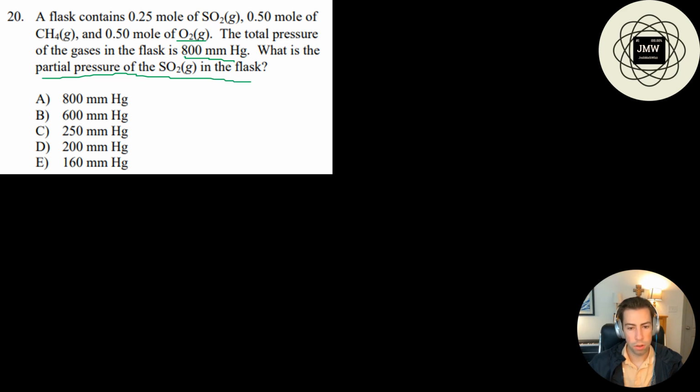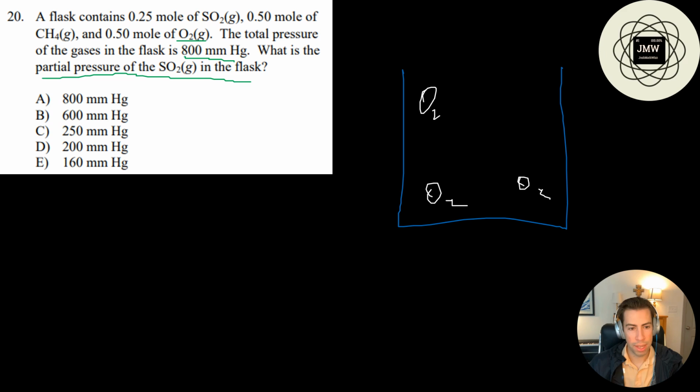Okay, so if I have a flask, I'll just go ahead and draw it. I have some oxygen, so I'll draw some O2 molecules here. And then let's say I also have some sulfur dioxide molecules. What else do we have? Methane. We also have some methane molecules in here. Oh yeah, sorry, this flask needs to be closed, right? So we're going to close it with a lid.